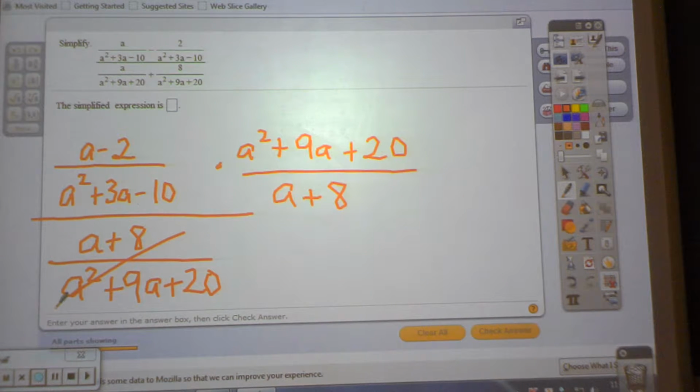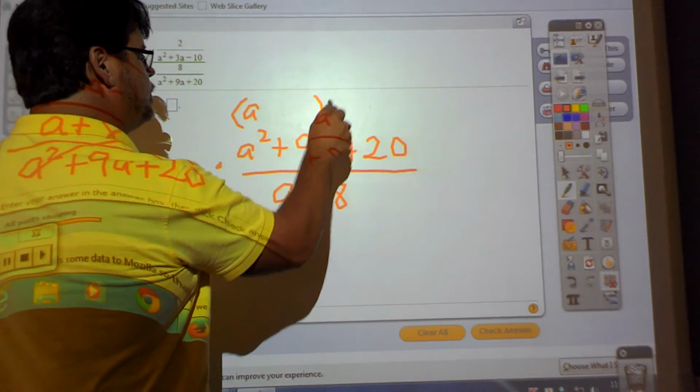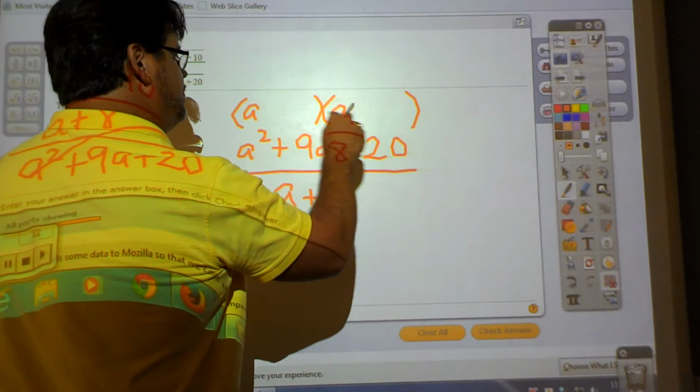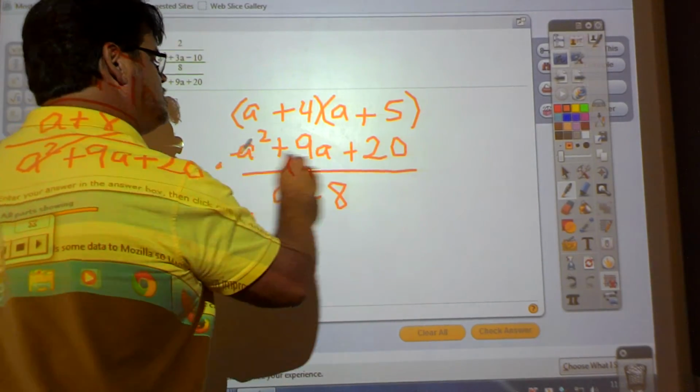Now, what do we know about trinomials? Oh, okay, you see it. So we've got to do what with those trinomials? Reverse FOIL. So A, and 4 and 5, plus and plus.